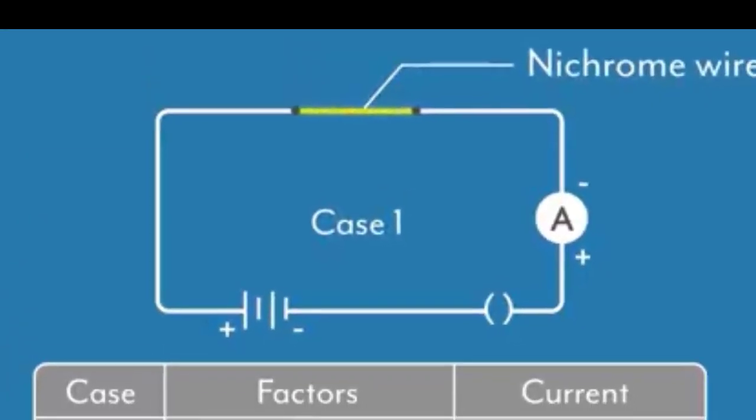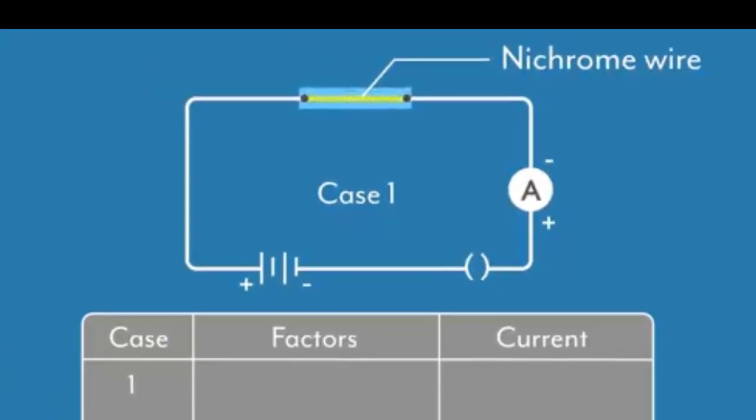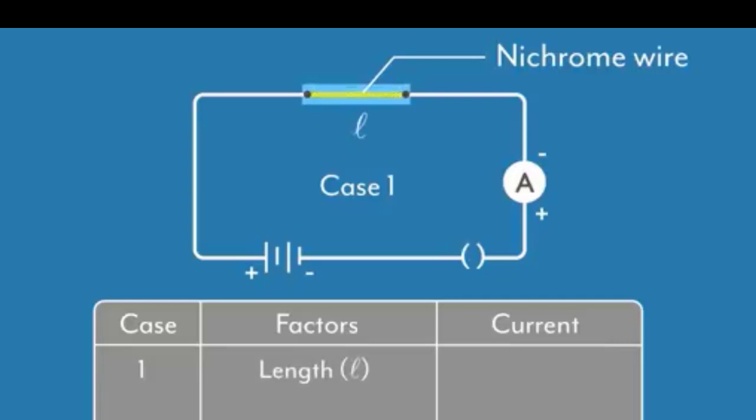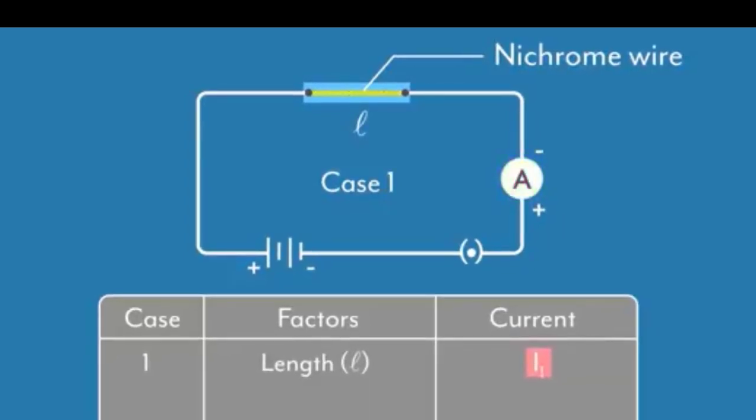In the first case, connect a nichrome wire between these 2 points. Let the length of this nichrome wire be a lowercase l. Now plug the key and measure the reading in the ammeter. Now let's try playing with the factors a bit.